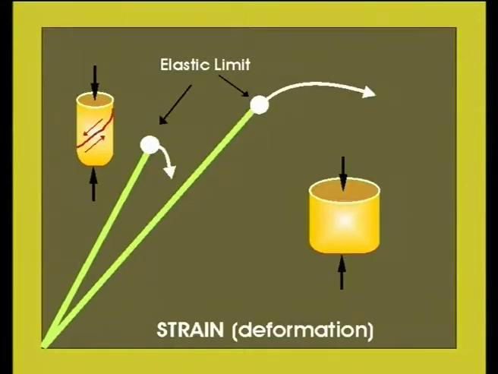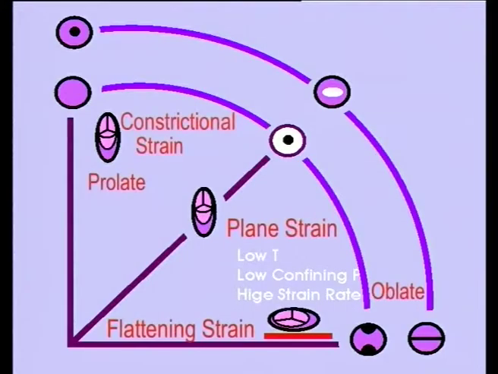Strains may be of different kinds. If lambda 1 is much greater than 1, which is the radius of the original sphere, and lambda 2 and lambda 3 are both less than 1, that is, there is extension in one direction and shortening in the other two, the type of strain is known as constrictional type. While if lambda 1 and lambda 2 are both greater than 1, that is, there is extension in two directions and lambda 3 is less than 1, the type of general strain is known as flattening.